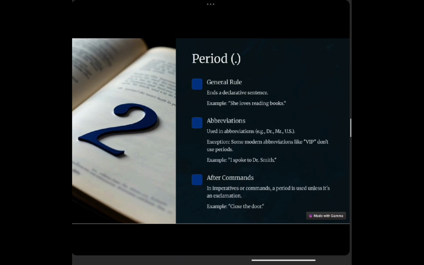But here's the exception. Some modern abbreviations such as VIP don't need periods. Periods are also used after commands such as "Close the door." Remember, without periods our writing would just run on forever.